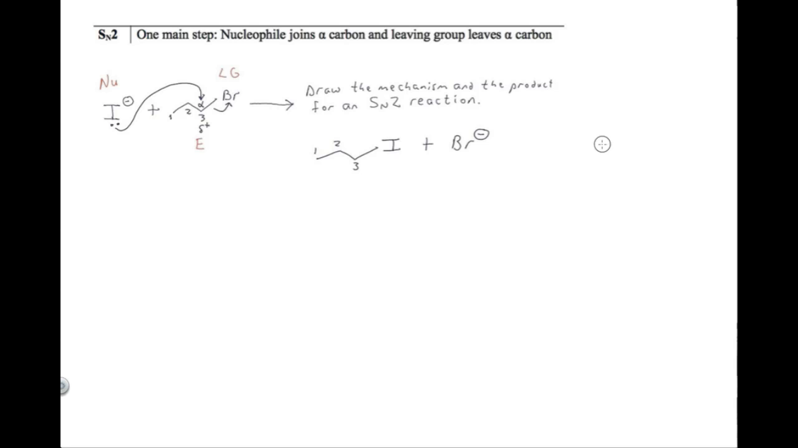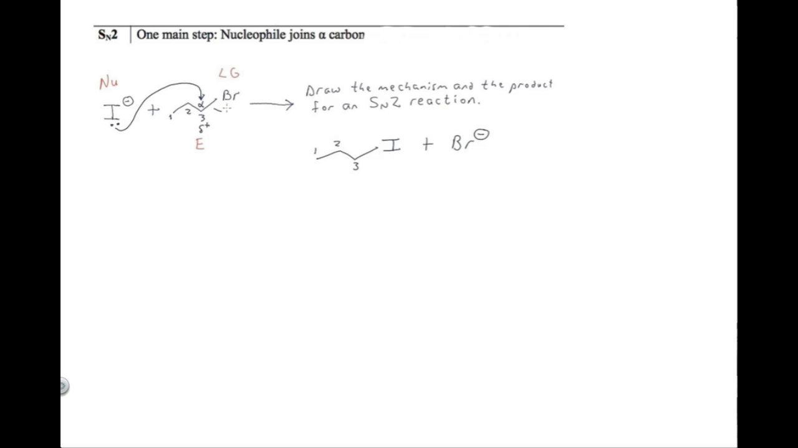This example gave us a chance to practice the idea that there is one step in an SN2 reaction, and 2 things happen in that step simultaneously. The nucleophile joins the alpha carbon, and simultaneously the leaving group leaves the alpha carbon. But why does the leaving group have to leave the alpha carbon? What would go wrong if the leaving group didn't leave the alpha carbon? Let's figure it out.